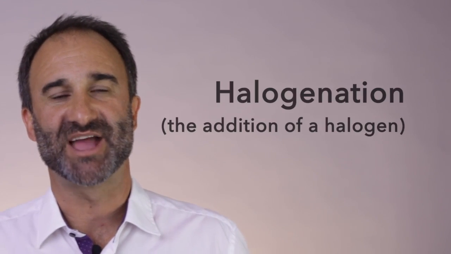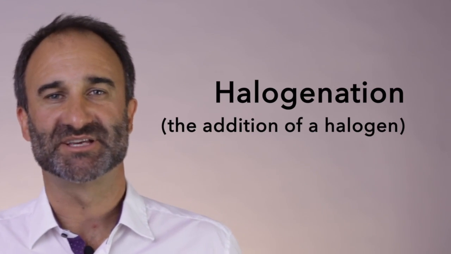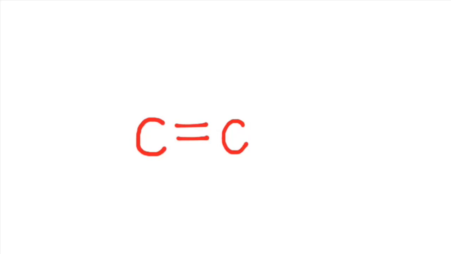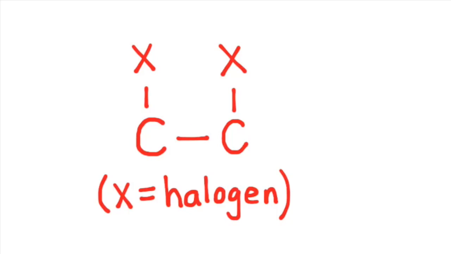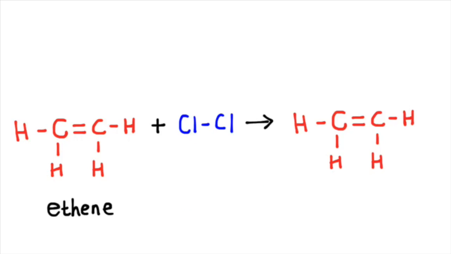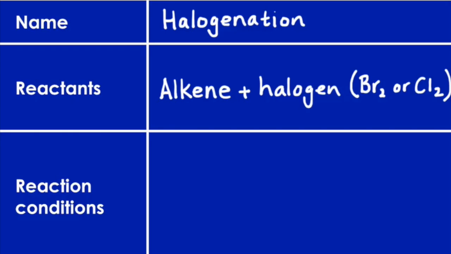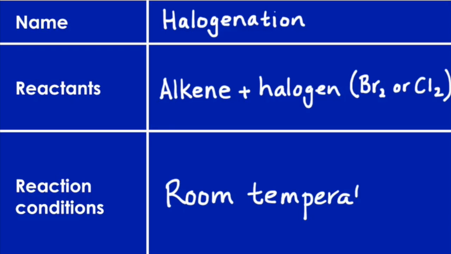The second addition reaction is when an alkene reacts with a halogen. We call this halogenation. Here, the double bond breaks and a halogen atom is added on either side. If ethene reacts with chlorine, the double bond breaks, a chlorine atom is added on either side, and 1,2-dichloroethane is formed. This reaction proceeds easily at room temperature.